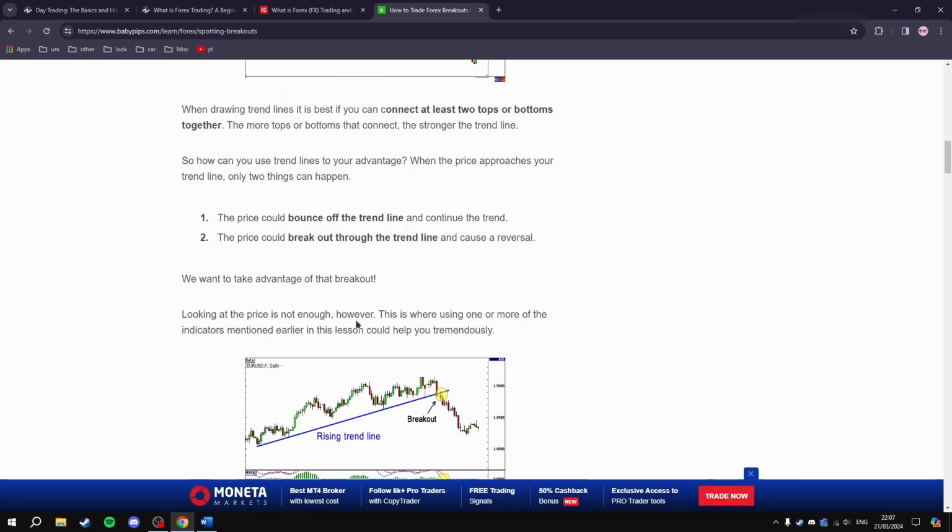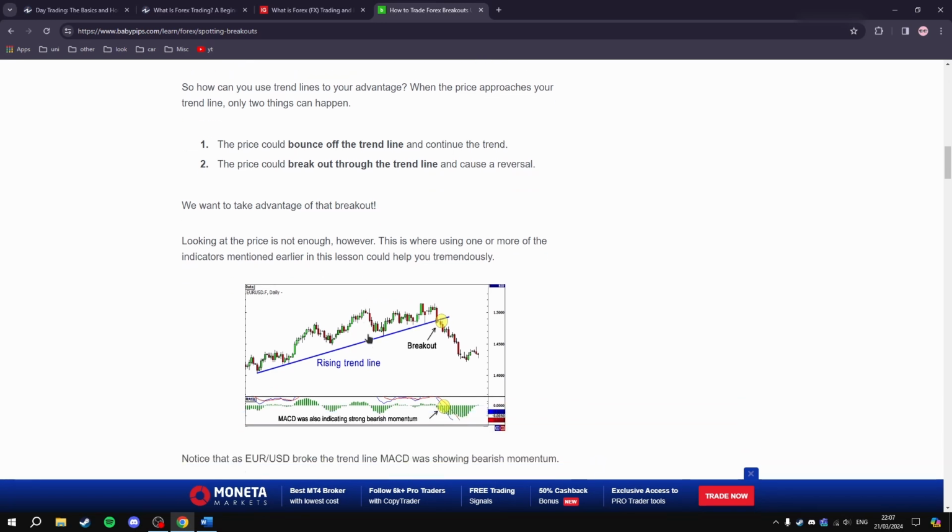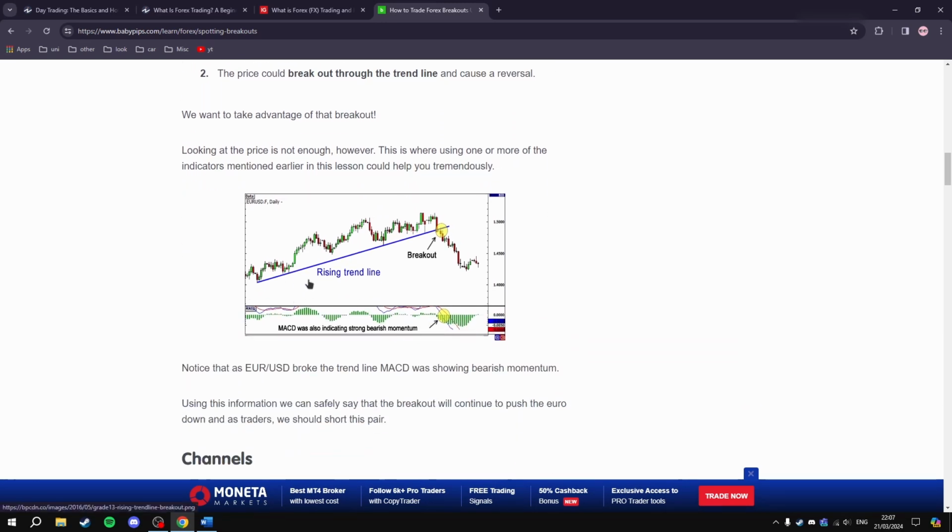Looking at the price is not enough, however. This is where using one or more of the indicators mentioned earlier in this lesson could help you tremendously. So we've got a rising trend line signaling an uptrend, and then here it breaks through the trend line, and this is a breakout, and it turns into a downtrend.